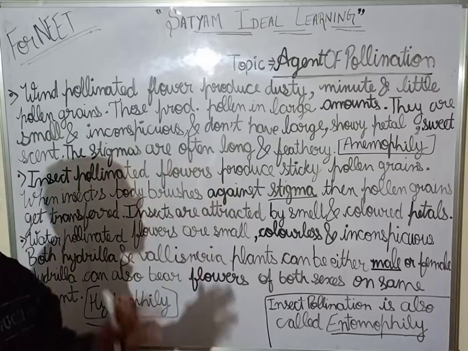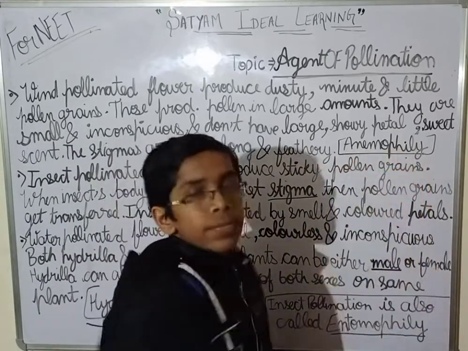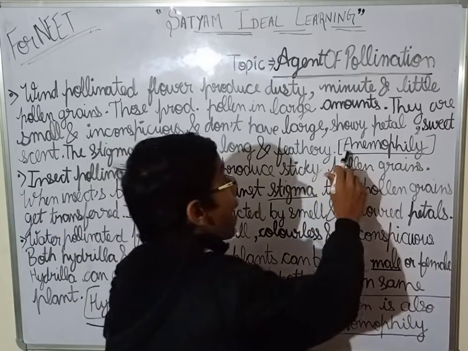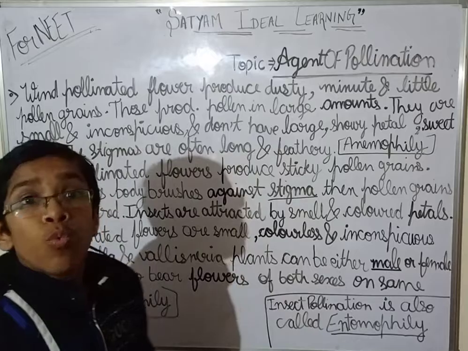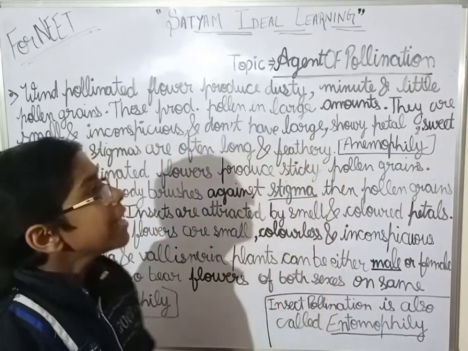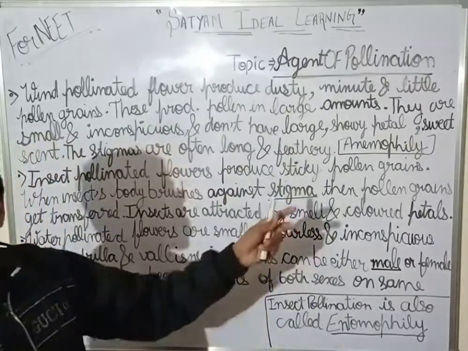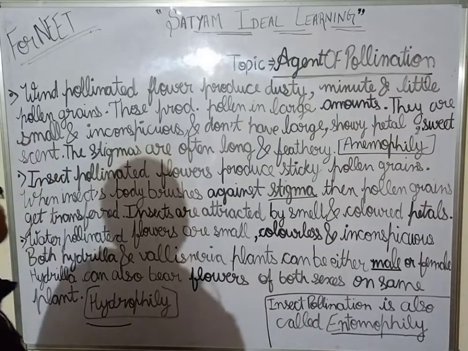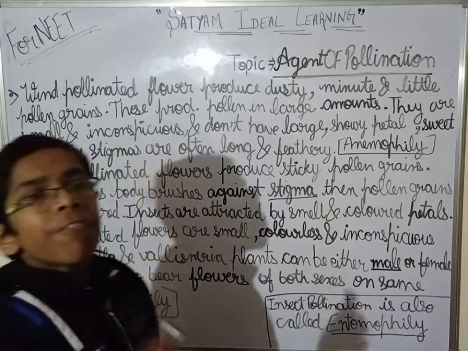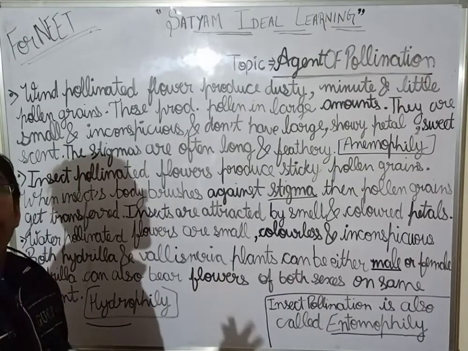Wind pollination is also known as anemophily. Anemophily comes from the Greek words anemos and philos, where anemos means wind and philos means loving. Wind pollinated flowers are the flowers which are pollinated with the help of wind.